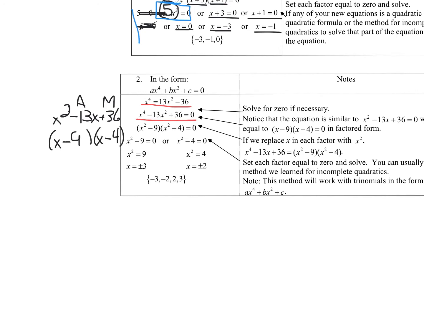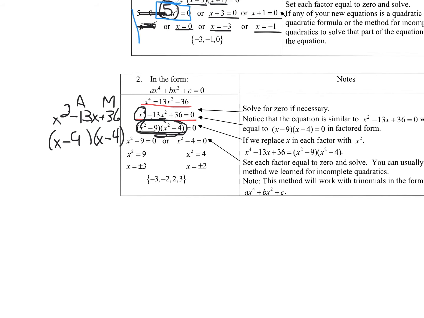Not too bad. So here, when we have a 4th power and we have a squared in our middle term, we actually can factor it the same way but put x squareds in the front. Now if I multiplied this out, I would get x to the 4th. That works. I would get minus 4x squared and minus 9x squared, which would be negative 13x squared, and then I get positive 36. So it's like factoring a quadratic, but we just put x squareds in the front of our binomials. From here I'll solve.